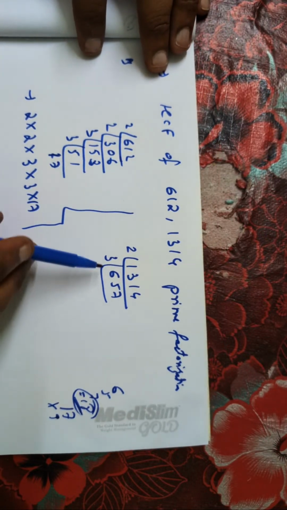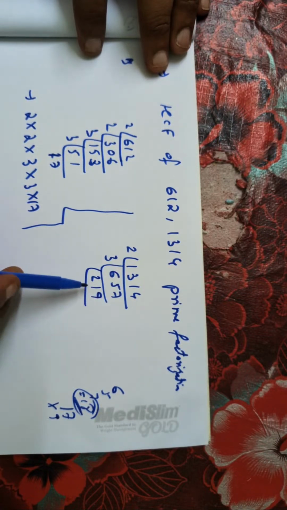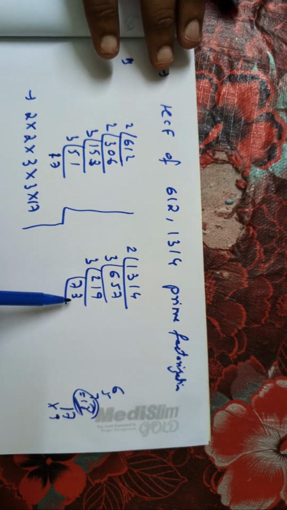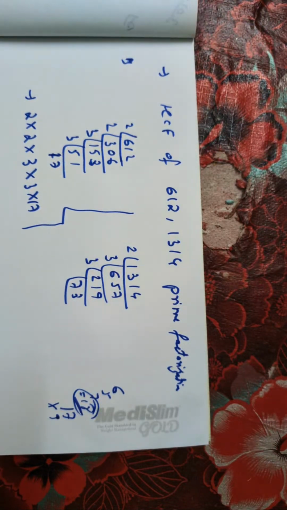Let's see what the number is. 3 twos are 6, 3 ones are 3, 3 nines are 27, so 219. Again 2 plus 1 is 3, 3 plus 9 is 12, so it is divisible by 3 again. So 3 sevens are 21 and 3 threes are 9, giving 73. If you check now, it is not divisible by any number, because 73 is a prime number.